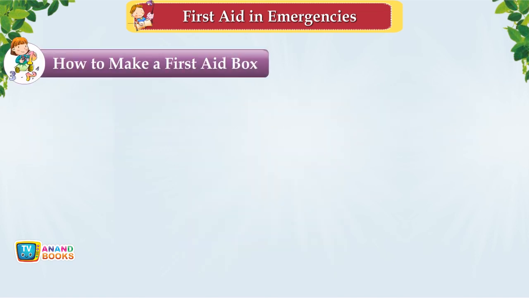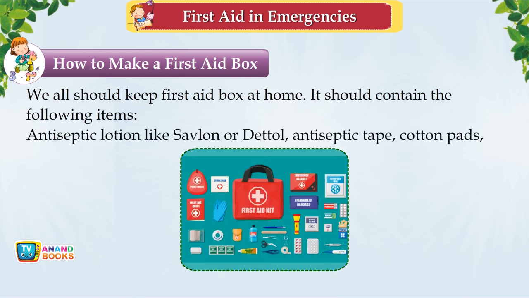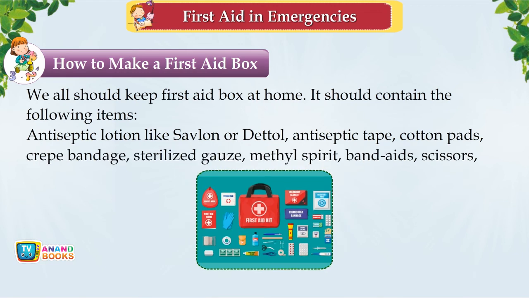How to make a first aid box? We all should keep first aid box at home. It should contain the following items. Antiseptic lotion like Savlon or Dettol, antiseptic tape, cotton pads, crepe bandage, sterilized gauze, methyl spirit, band-aids, scissors, balms, etc.